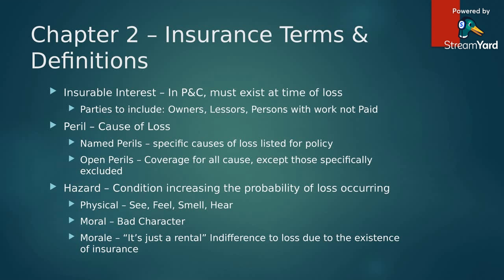Hazards. Now, a hazard is a condition that increases the probability of the loss occurring. There are three different types of hazards. We've got physical hazards, which are things that you could see, feel, smell, or hear. An example of a physical hazard would be a wet floor. A moral hazard is something that arises from someone's bad character, right? Somebody that wanted to commit arson or fraud.